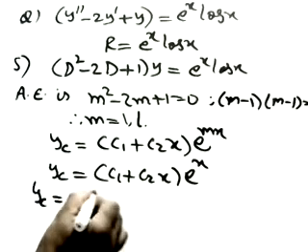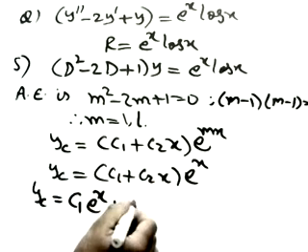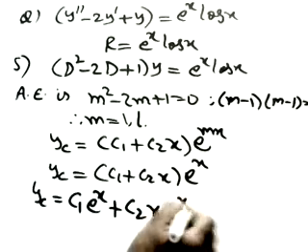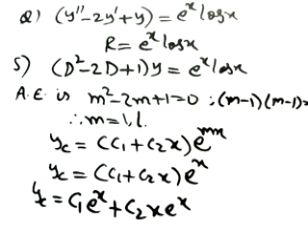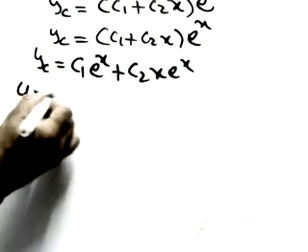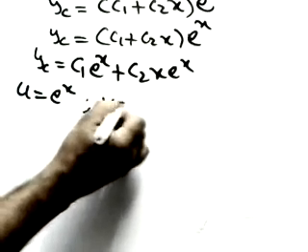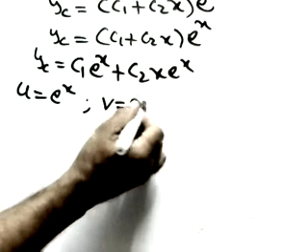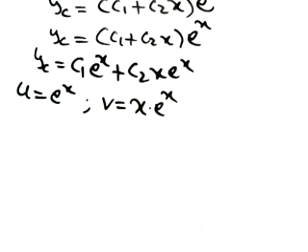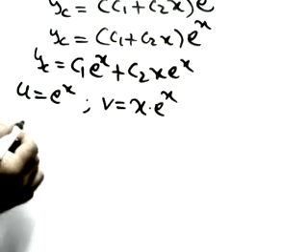Now multiply this: c1 into e power x will be c1 e power x. Now multiply this also, you will get c2 x e power x. Now, variation of parameters, what is the method? With c1 whatever we are having, you must suppose this as u equals e power x, and with c2 you have to suppose v equals x into e power x.